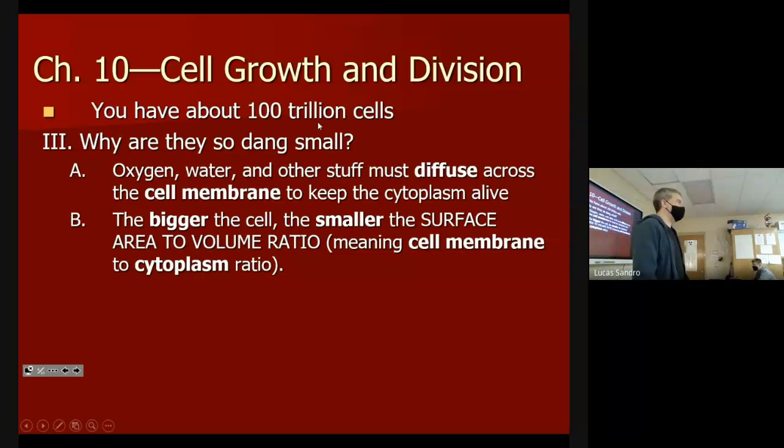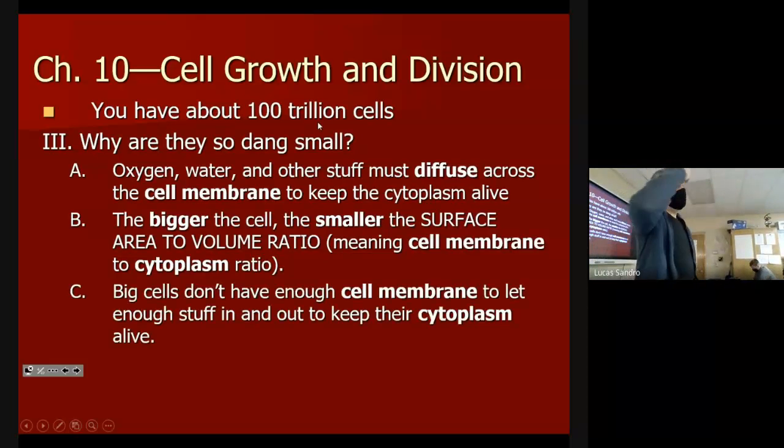That cell gets too big, it's got less cell membrane per amount of cytoplasm that cell membrane has to support. The cell membrane is supporting the cytoplasm, keeping it alive by allowing enough oxygen in, CO2 out, water in and out. And so basically, big cells don't have enough cell membrane to keep their cytoplasm alive. That is why cells have never, in the 3.7 billion years that they've been around, gotten big.